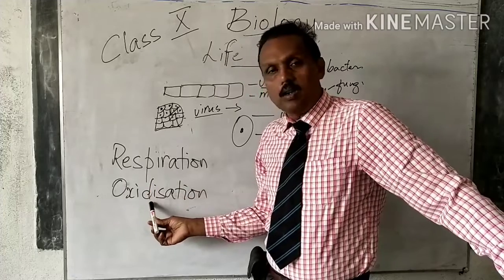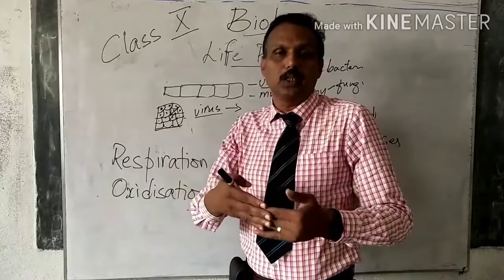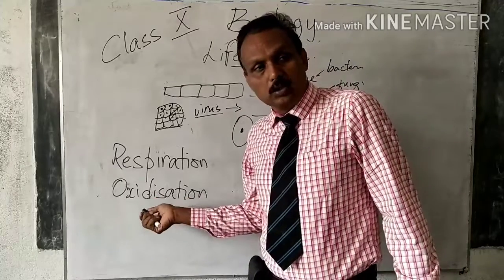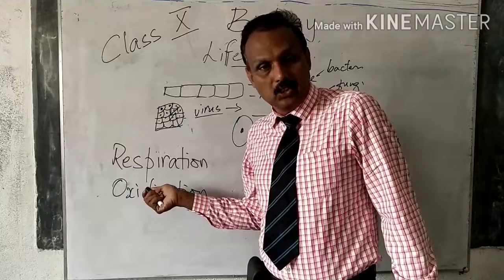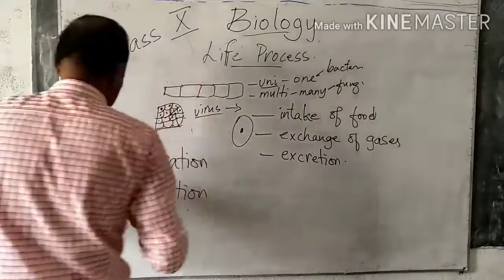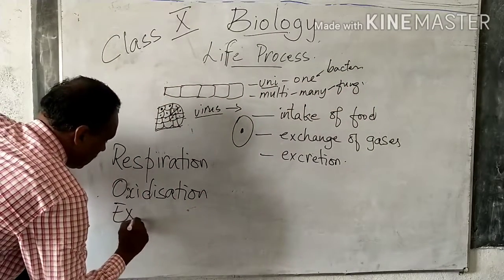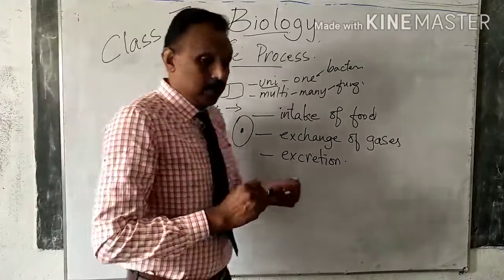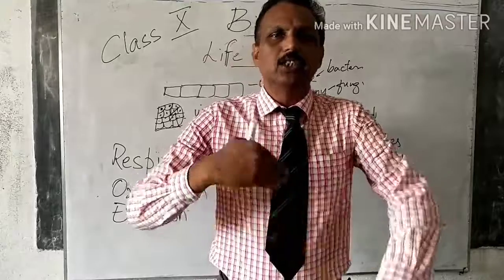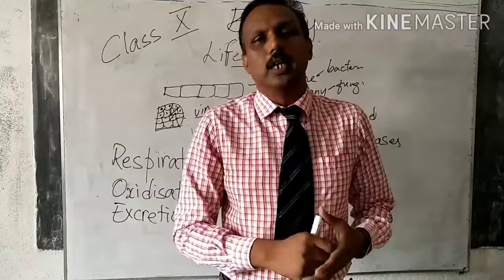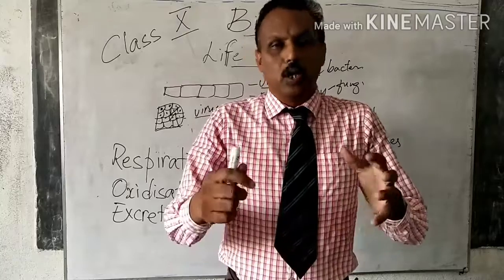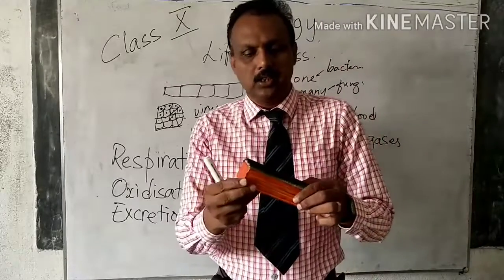For that we need oxygen. That food reacts with oxygen. You might have studied in chemistry about reaction, and it reacts with oxygen. That is called oxidization. And the third important function, like I told you earlier, is excretion. Whenever the food that we take is converted into energy, what happens? Waste materials are formed.